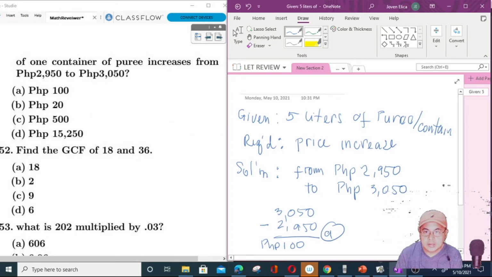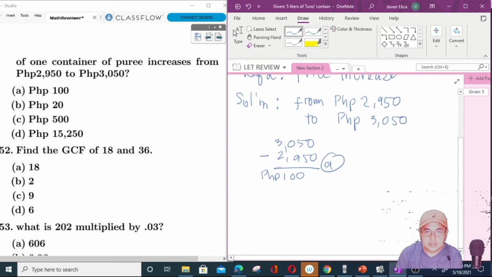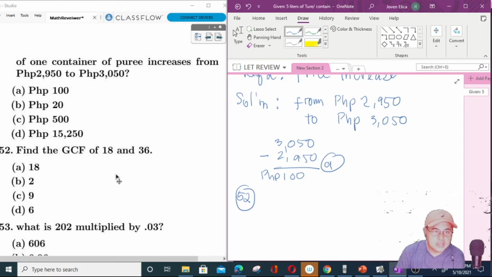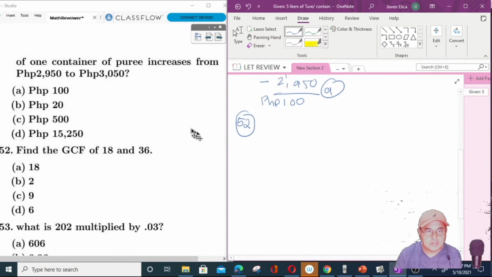All right, so let's proceed with number 52. Find the GCF, or the greatest common factor, of 18 and 36. Okay, so how can we get the GCF of 18 and 36? I will show you two methods.